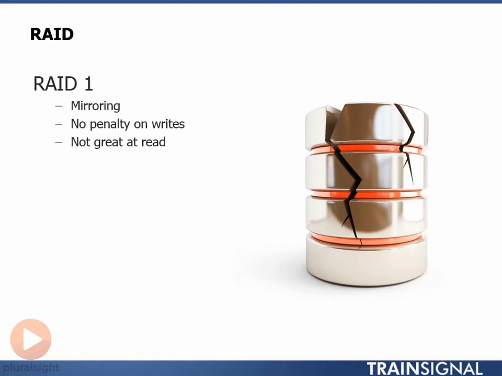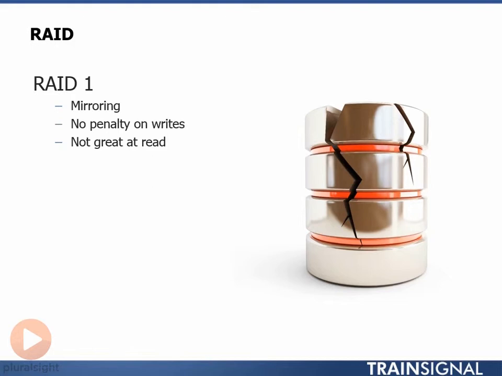RAID 1 is mirroring, not parity. This means that it doesn't suffer from the small block write penalty that parity-based RAID schemes suffer from. This means that RAID 1 and RAID 10 technologies are usually a good choice for high write performance, especially small block random write performance. However, many RAID 1 and RAID 10 implementations suffer a little bit on the read front, as often only half of the drives are used for read operations.